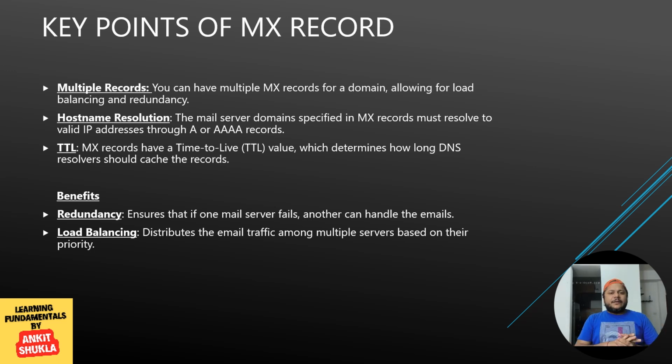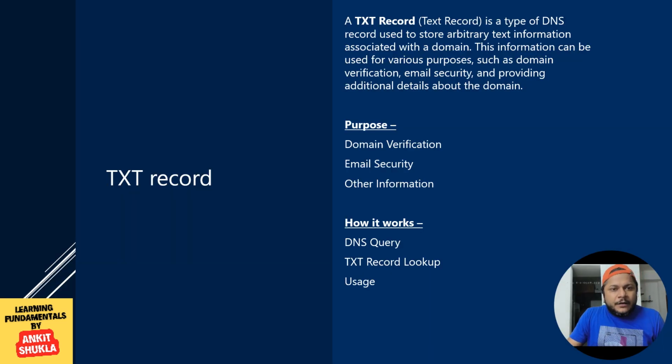Let's move on to our next DNS record, which is the TXT or text record. A text record is a type of DNS record used to store arbitrary textual information associated with the domain. This information can be used for various purposes like domain verification, email security, and providing additional details about the domain. Let's have a detailed look at what TXT records are, right?